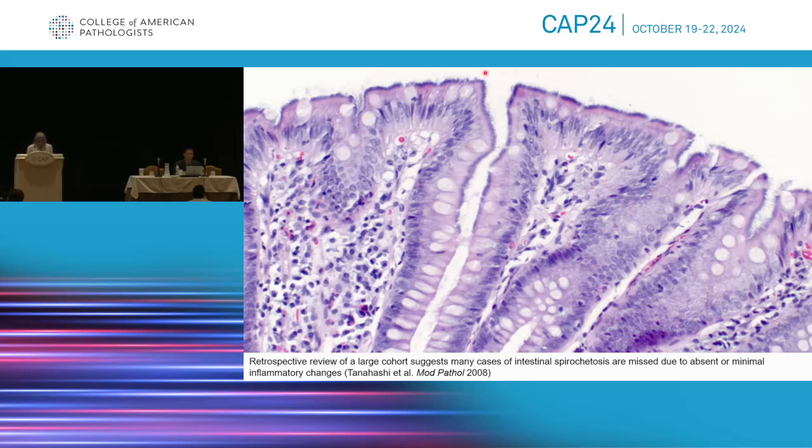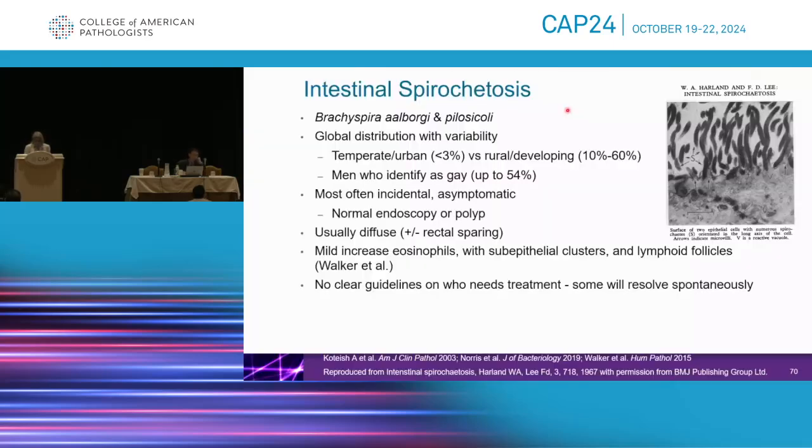But you can see the organisms tend to associate with the surface and only go partially down into the colonic crypt. They might not go down too far at all, in fact, and so can look a little bit different depending on the foci in the case. So this is then an example of intestinal spirochetosis, which is due to Brachyspira aalborgi and Brachyspira pilosicoli.